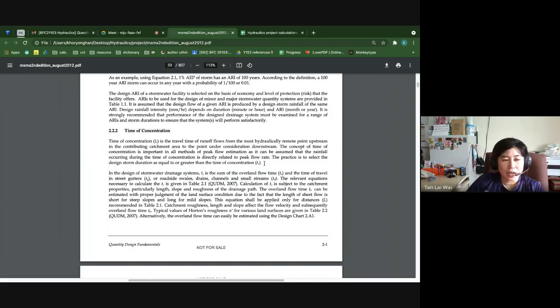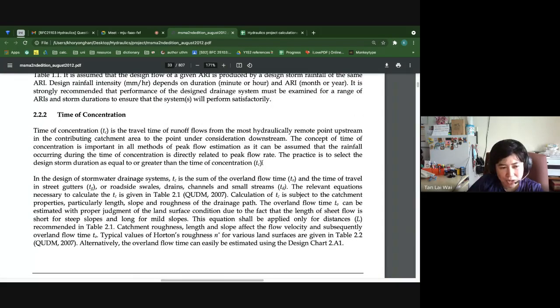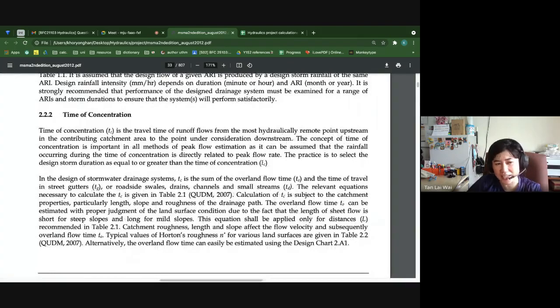Now, the second paragraph under 2.2 says TC is the summation of T naught, TG, and TD. So basically, TC is T naught plus TG plus TD. Now, if you want to design for road drainage, are you planning to design for road gutter? No, doctor. Okay, if no, TC is only T naught plus TD because TG is 0, right? Agree? Yes.